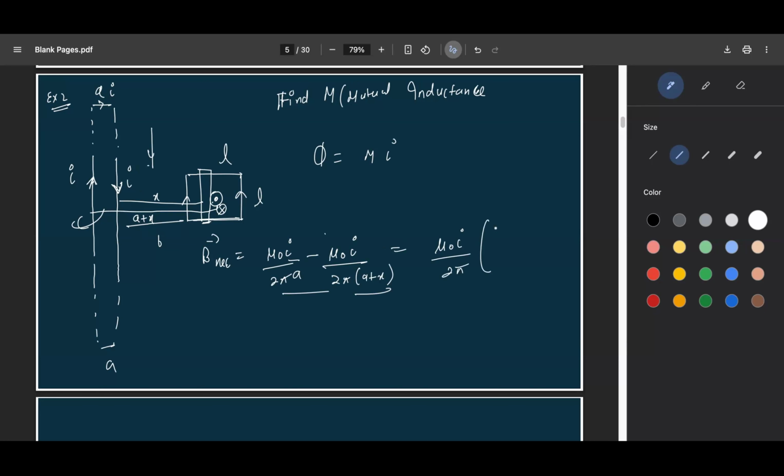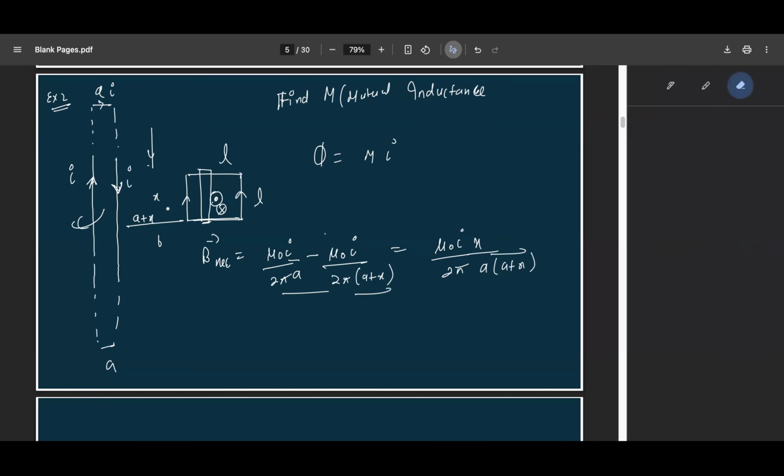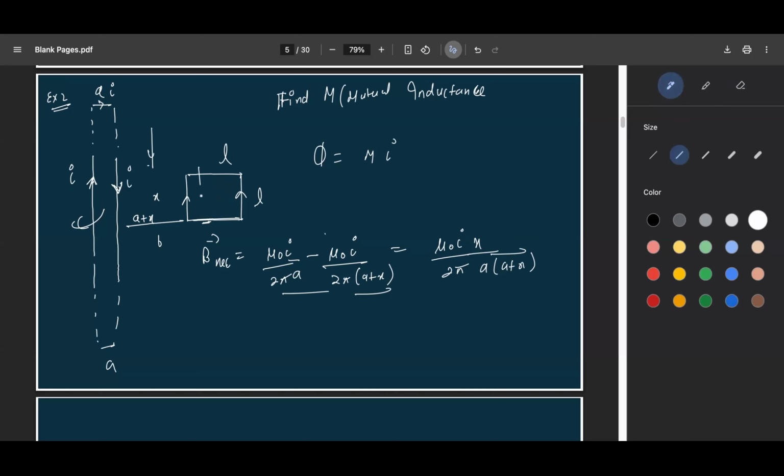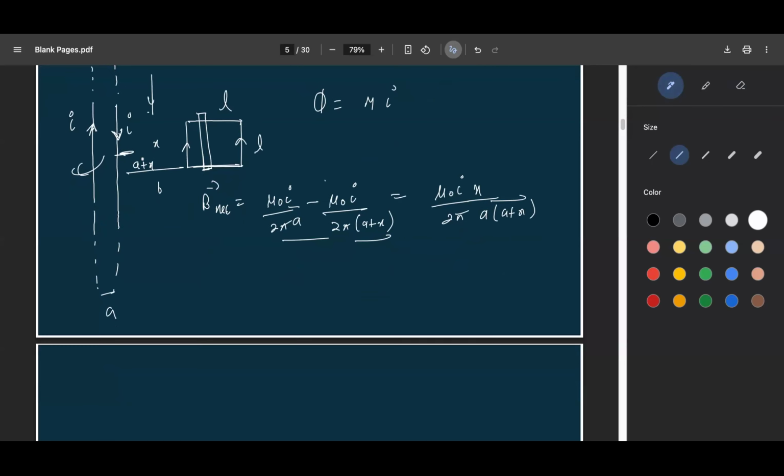A plus x minus A is equal to x divided by A plus x. So this is the magnetic field value you are going to get at any distance x. Is that clear? Magnetic field at any distance x from this end of wire. I hope this makes it clear. Now the things are the same.